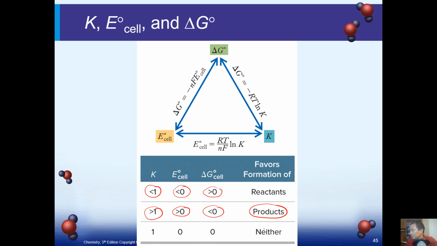And if the reaction is at equilibrium, or neither favoring the reactants or products, then K is 1, E cell is 0, delta G is 0. So the last situation is at equilibrium. The first one favoring the reactants, that's the same as saying non-spontaneous. Second situation is spontaneous.